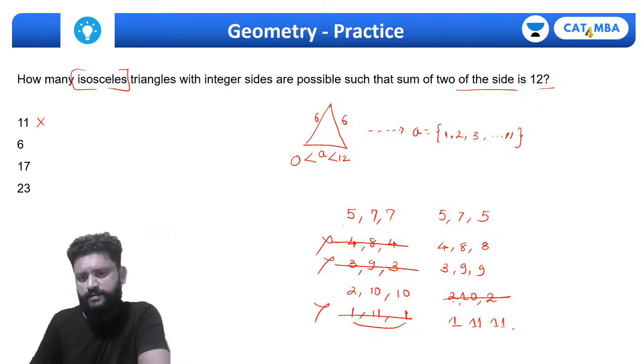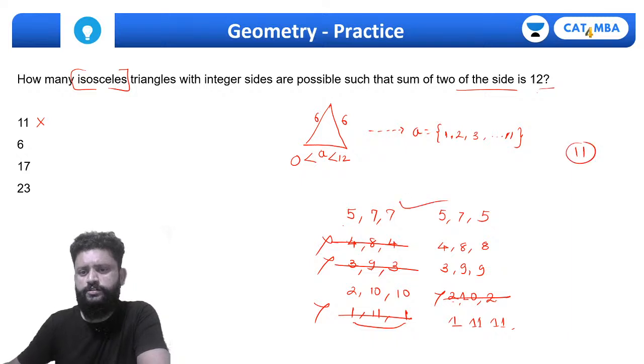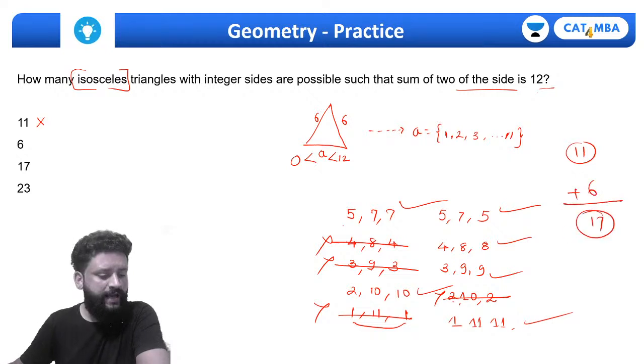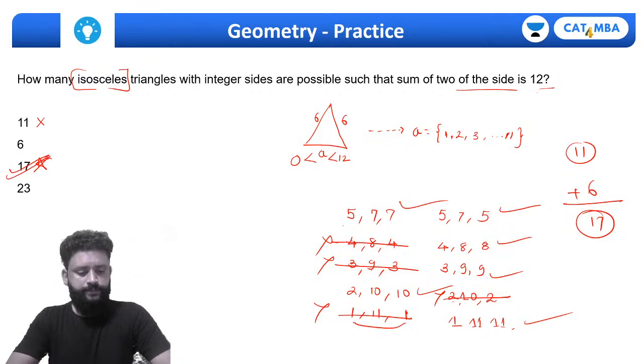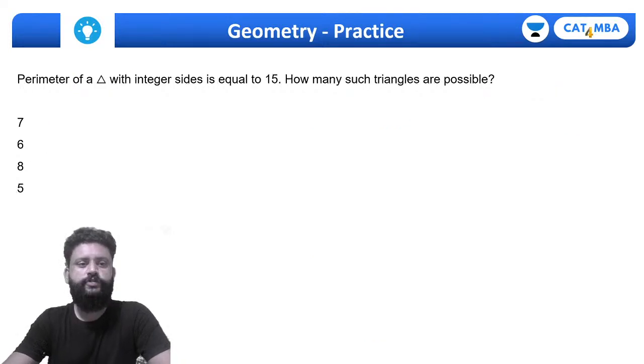Others are possible. तो total possibilities कितने होंगे, यहाँ पे 11 triangles बनेंगे. Then 1, 2, 3, 4, 5 and 6. 11 plus 6, we have got the answer as 17. That's answer option C. Okay, let's move to the next question.